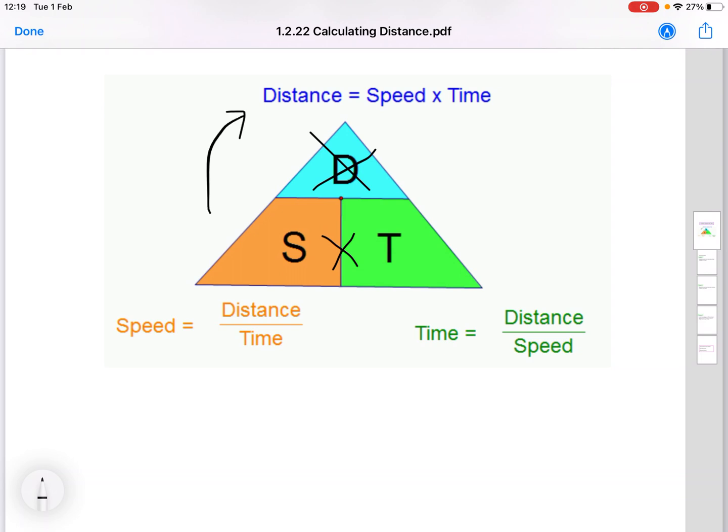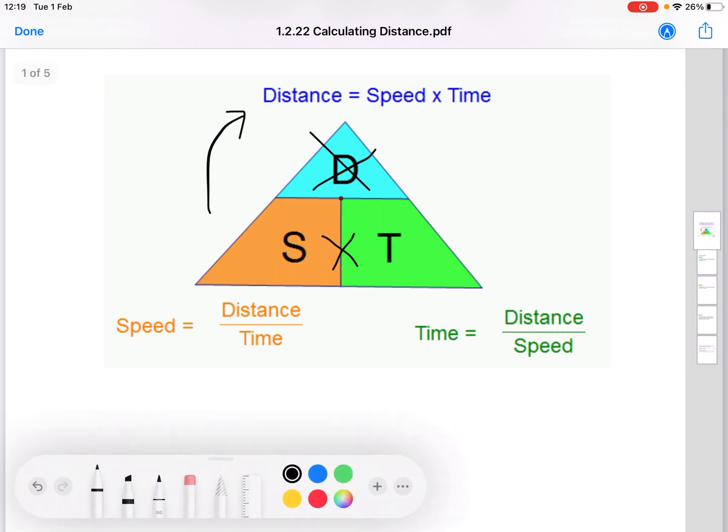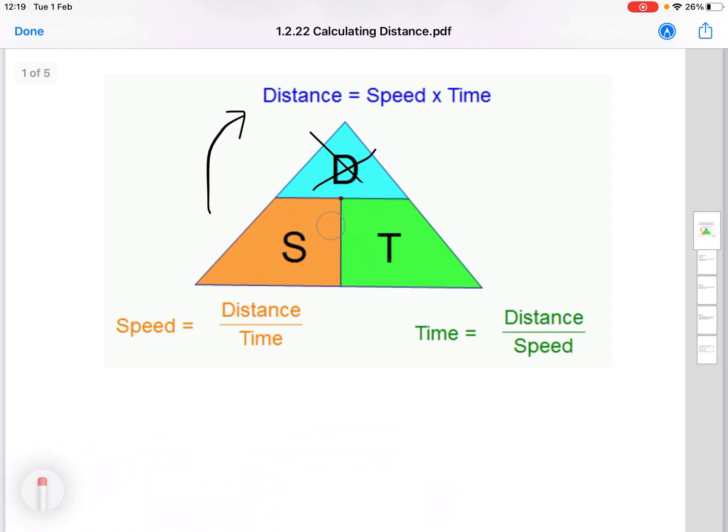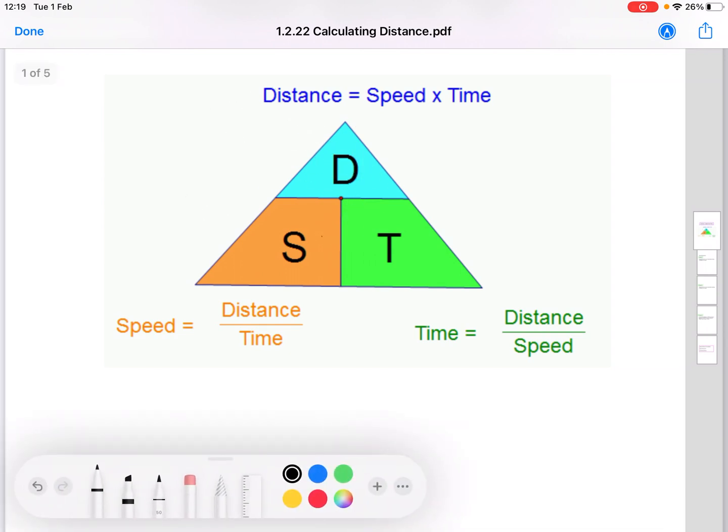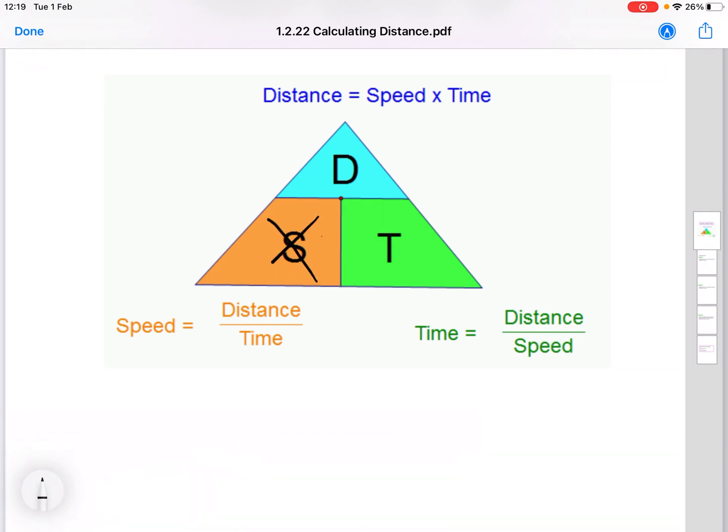Distance is equal to speed times your time, all right? If we were to look at calculating speed, for example, next, okay, if you were to cover up the S for speed, you're left with the D on the top over the T on the bottom, okay? And we know that something over something is a divide. That's where that formula for speed comes from, okay? Distance over time. So that's the division, okay?